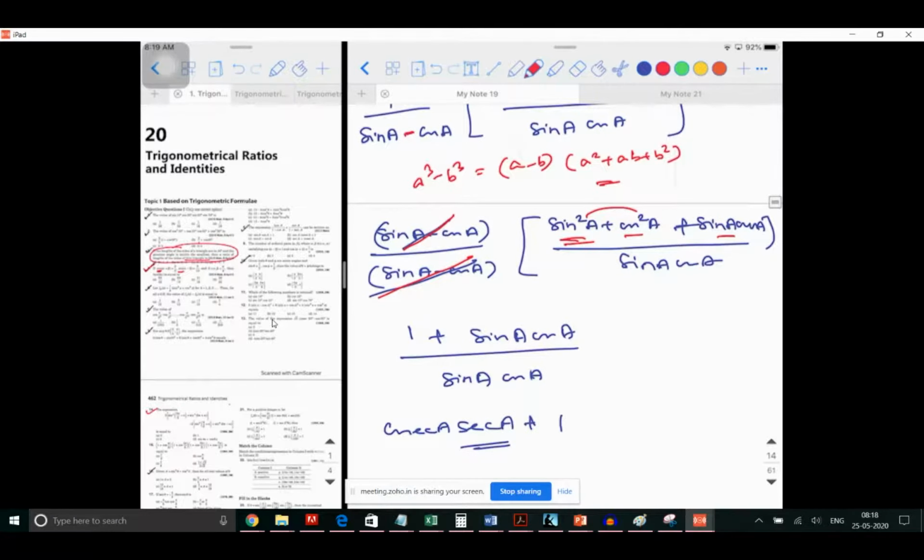Splitting sin A cos A to each term, 1 by sin A is cosecant A, 1 by cos A is secant A, plus sin A cos A by sin A cos A is 1. That's all. It's simple. I hope there is no doubt in this.